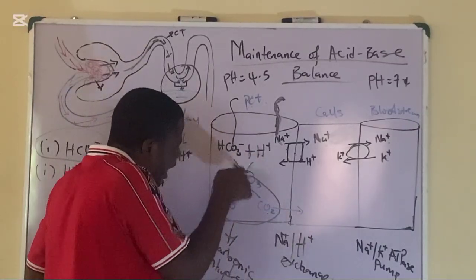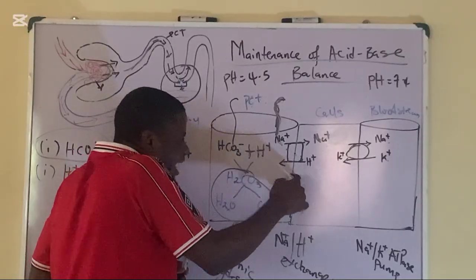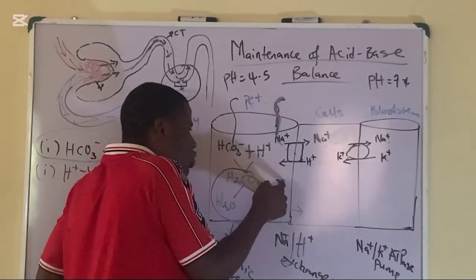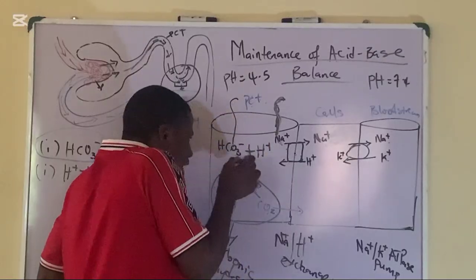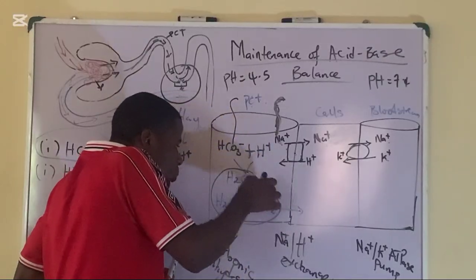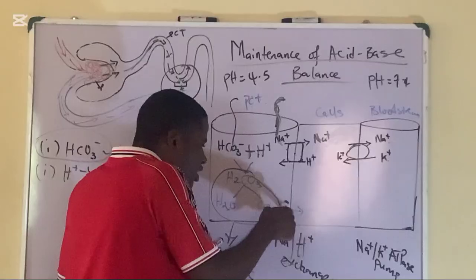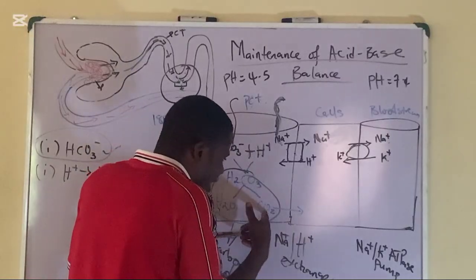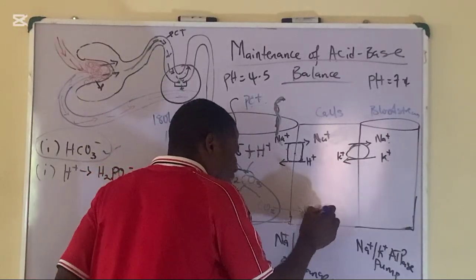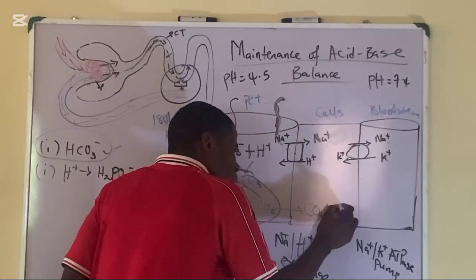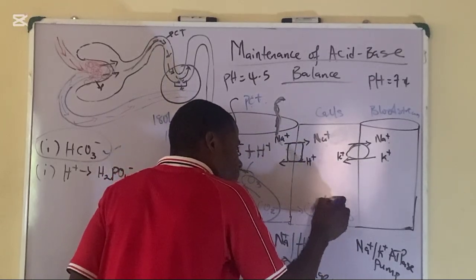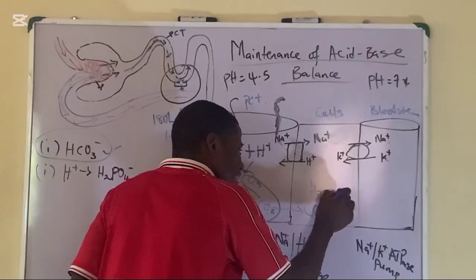The reason why this is happening is that bicarbonate cannot just diffuse through this membrane. You have to go down through these two processes so that carbon dioxide, when it enters, can diffuse. Now it goes into the cell. Cells have water, so it reacts with water to form back the carbonic acid.